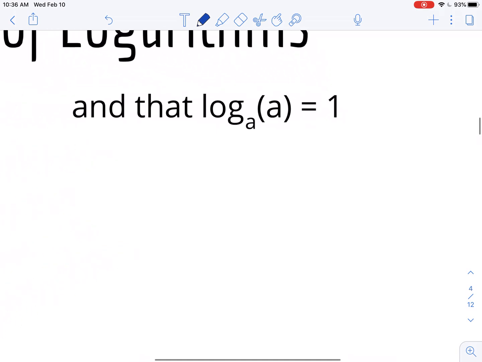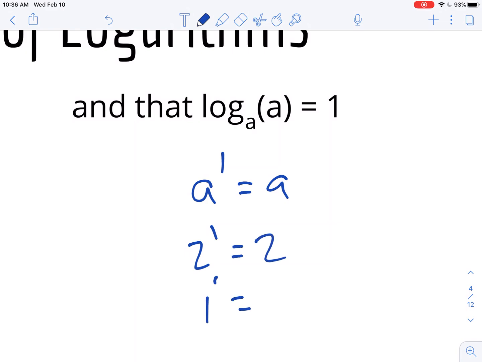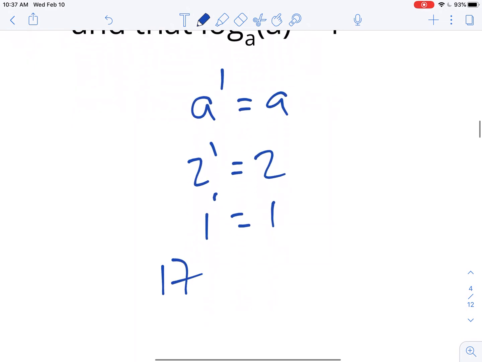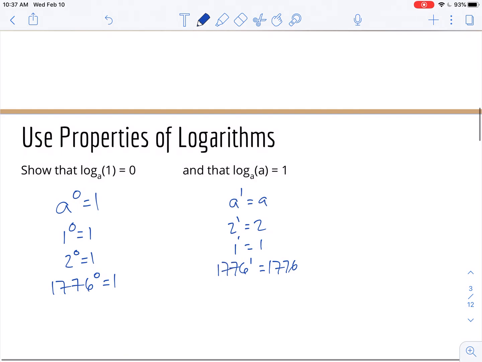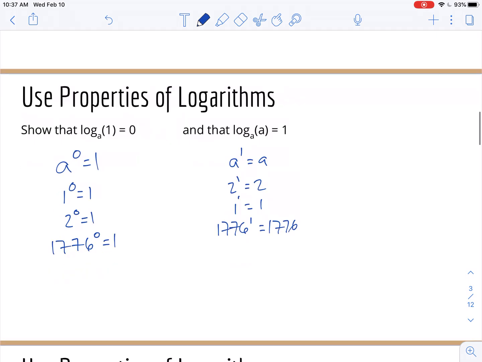Saying that the log base a of a is equal to 1, this is saying that a to the first power is equal to a. Again, 2 to the first power is 2. 1 to the first power is 1. 1,776 to the first power is 1,776. So it's just rewriting that. We're taking these things that we've already known as exponentials, things that you've been learning since 6th grade, and we're writing them out as logarithms as opposed to exponential equations. So it's just kind of working backwards from something we already know.